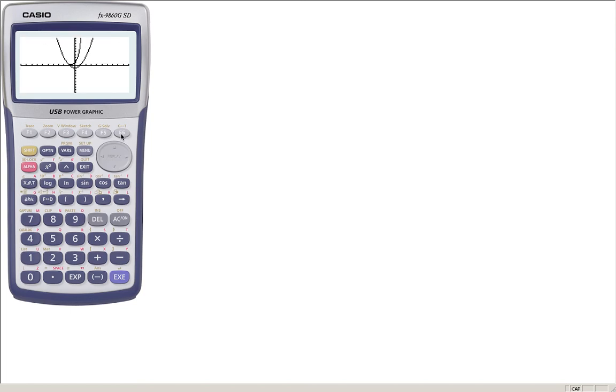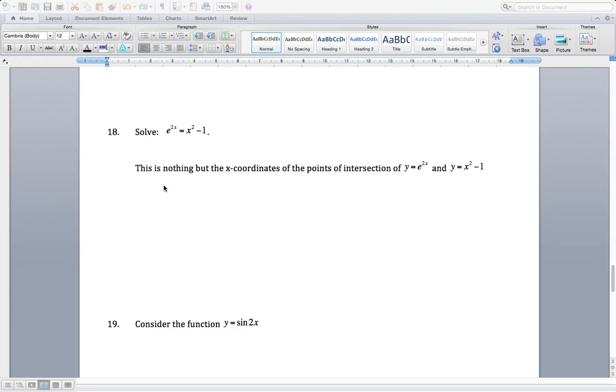Fine. Now the answer is nothing but the point of intersection. So G5, gsolve, and then ISCT. You can see the answer is minus 1.058487282. If you are asked to write the answer in 3 significant figures, the answer is minus 1.06. Yeah. Again, this is a 4-mark question, student.